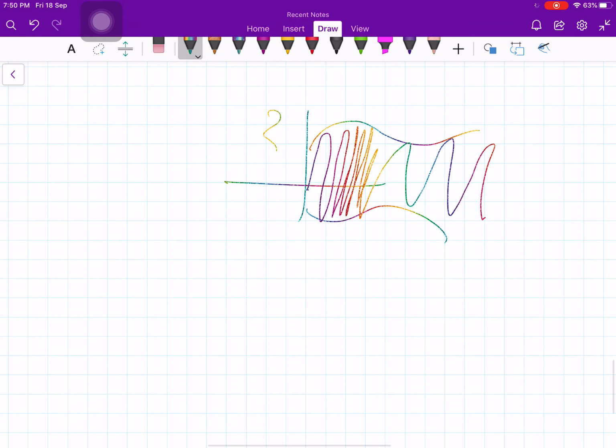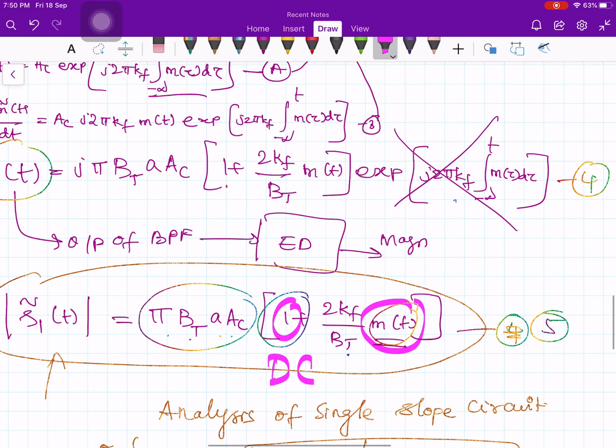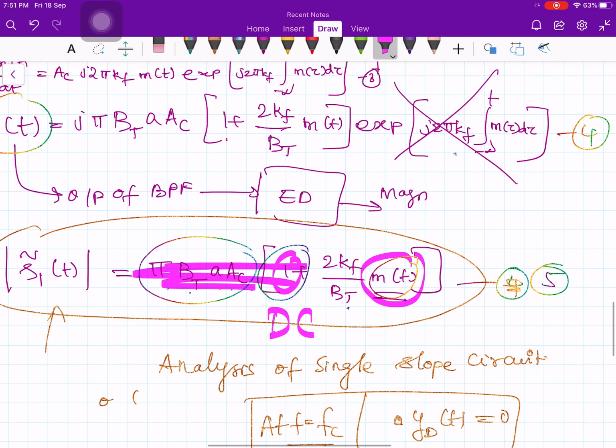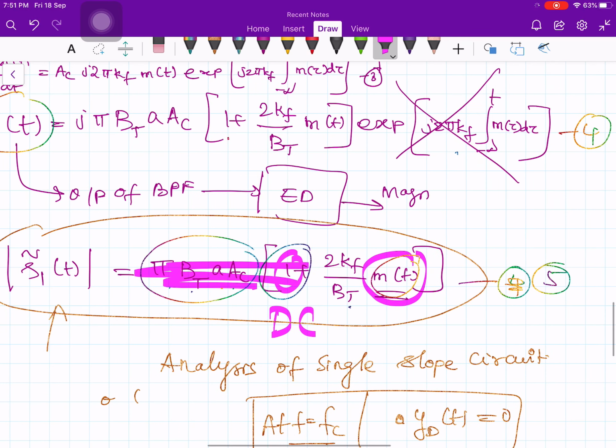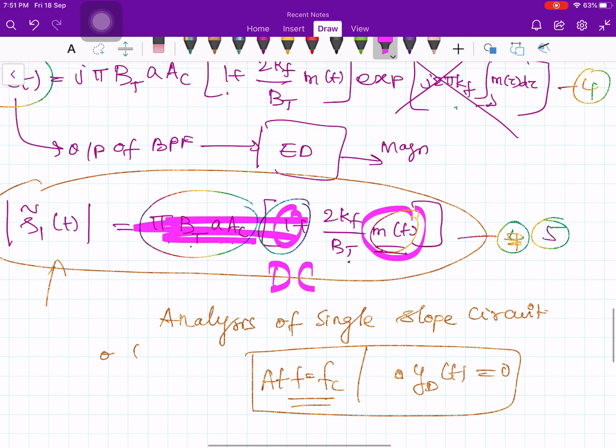Now, what we can do to take care of the fact that there is a DC component, which we didn't want in fact, is to take another slope circuit with somewhat different characteristics than the first slope circuit, so that this DC component can be balanced out. So that's what we need to do now.